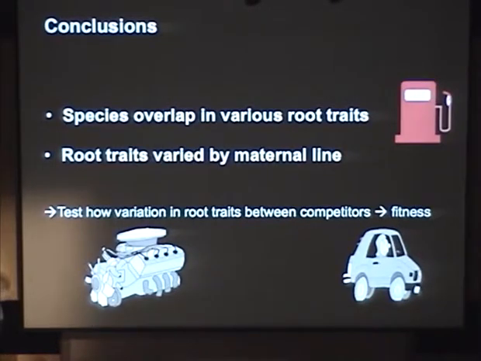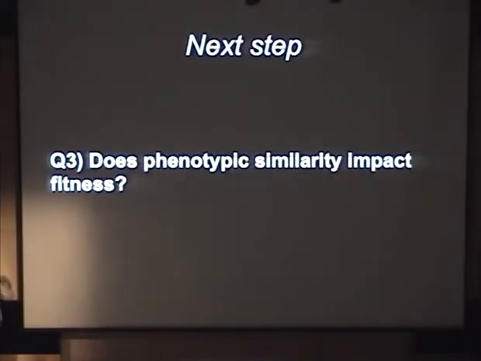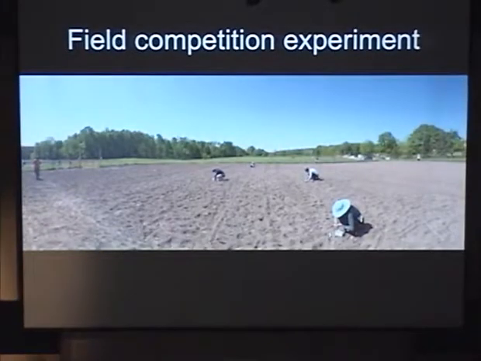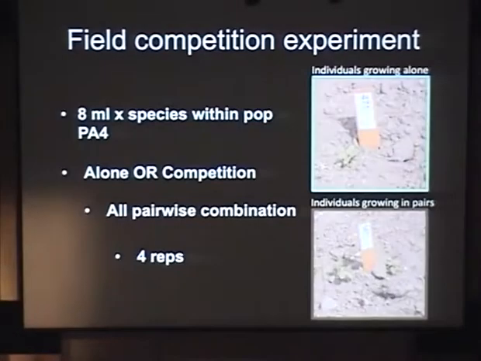Is there evidence that selection is favoring more divergent phenotypes? How is variation in root traits between competitors influencing fitness? So I'm addressing the question, does similarity impact fitness? And to do that, I've been doing a large field study. Those of you at MFI might have seen me running around this large plot there. So it just finished, but the purpose of the study was essentially to look at these plants competing and alone.